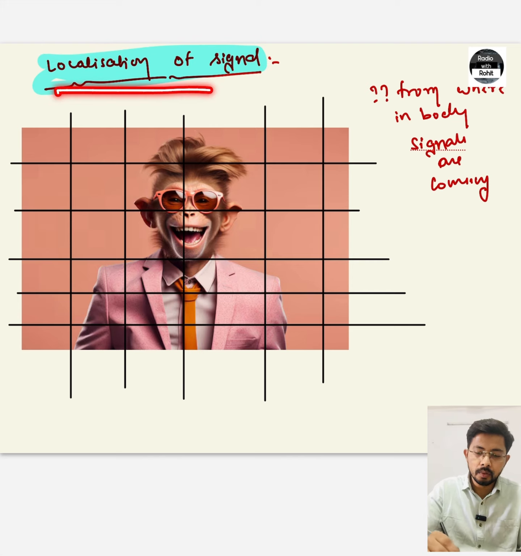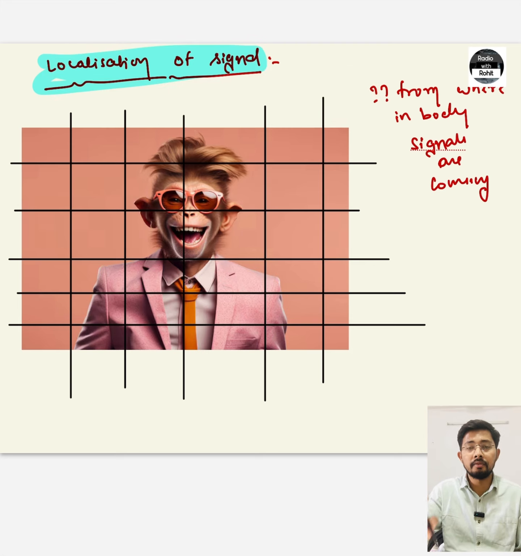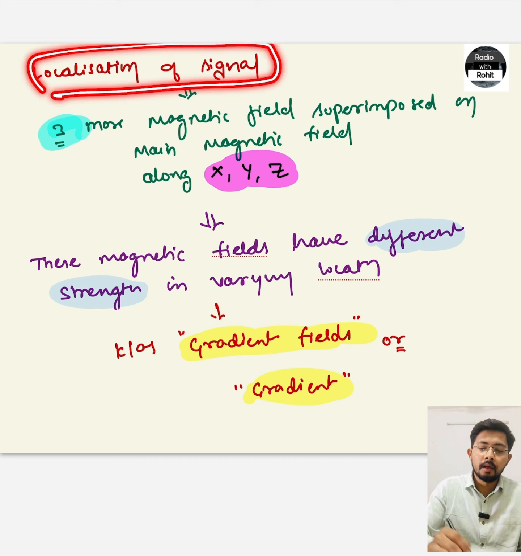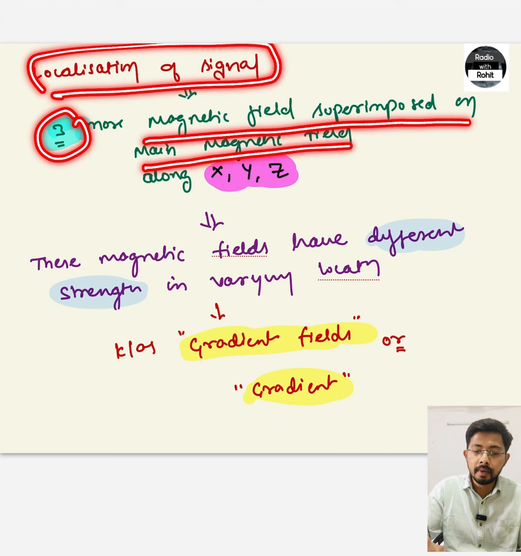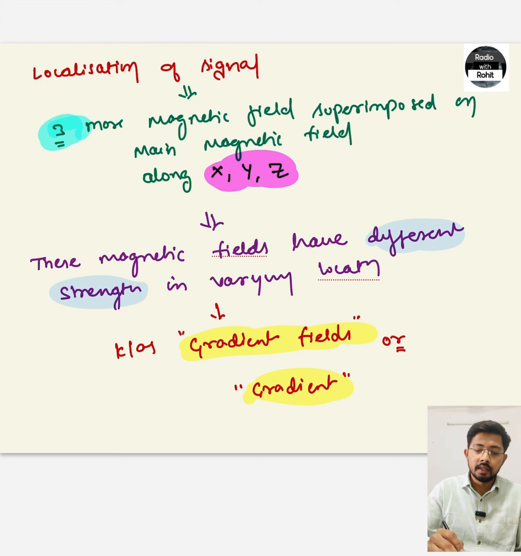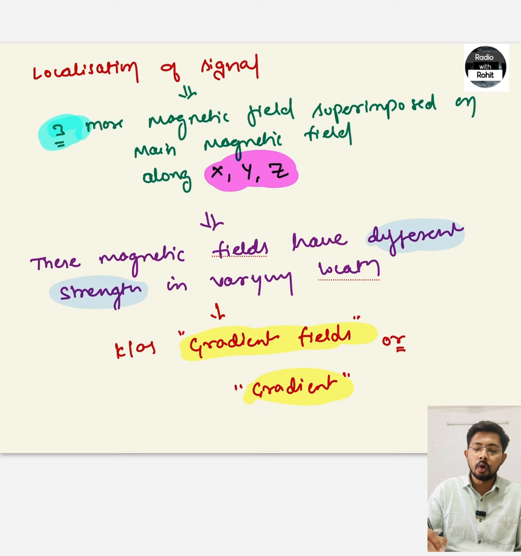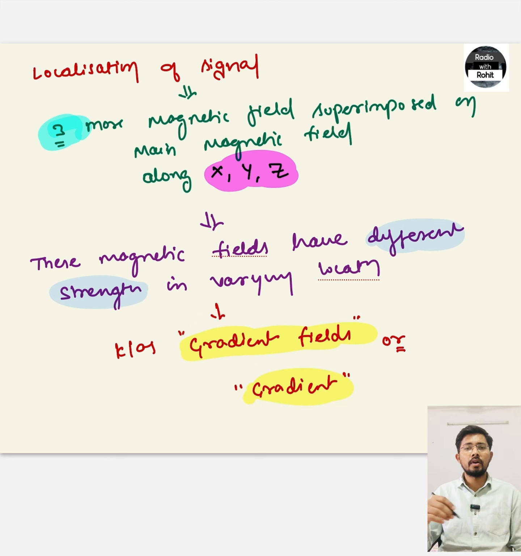In the localization of signal, we will give three extra magnetic fields which are perpendicular to each other. First will be the gradient. So localization of signal uses three more magnetic fields superimposed on the main magnetic field along the x, y and z axes. These magnetic fields have different strengths at varying locations, and are called gradient fields, or gradients.